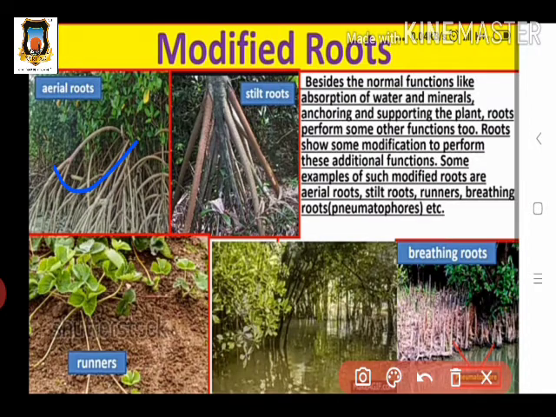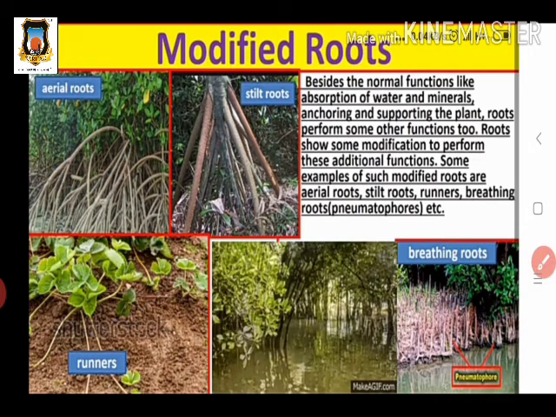Then stilt root, this type of root is called a stilt root. Also we see the runners like this. And also we see the breathing roots, that is pneumatophores, etc. If we see this image, these are the breathing roots. Breathing roots are those which are present above the soil. So here we see such type of roots. This function is for breathing, so this is called breathing roots.